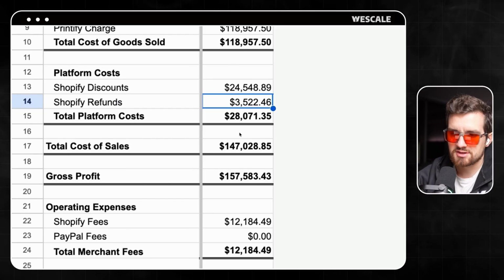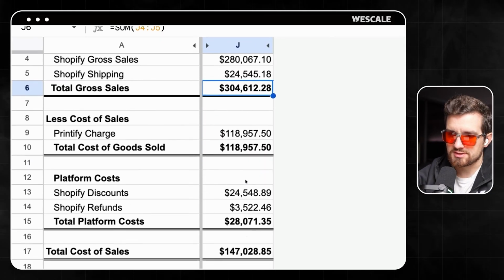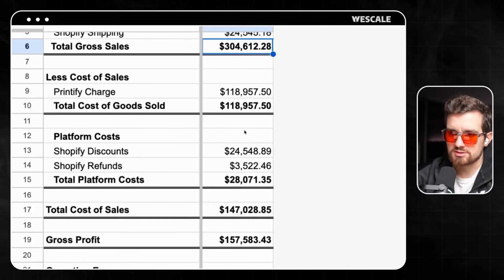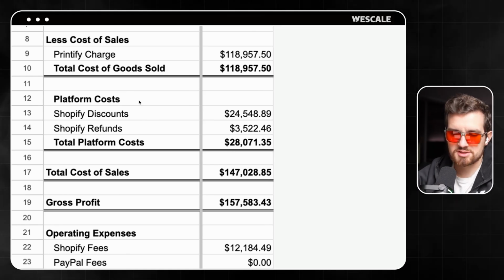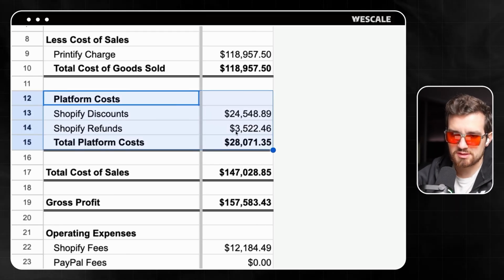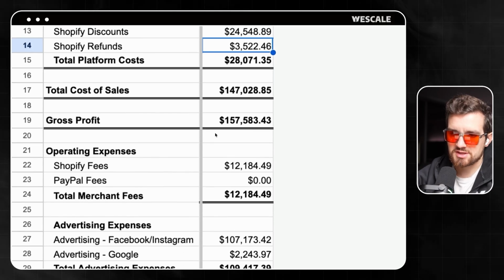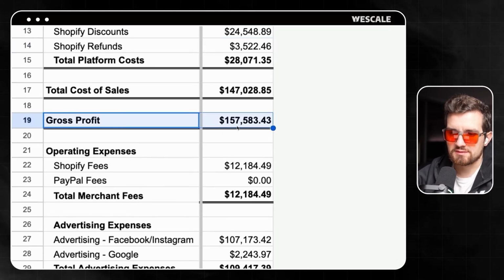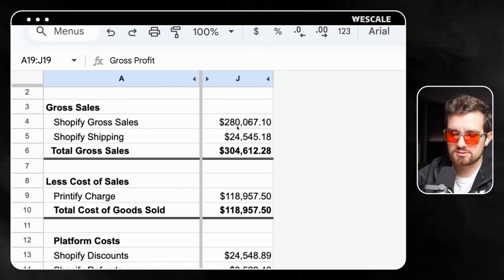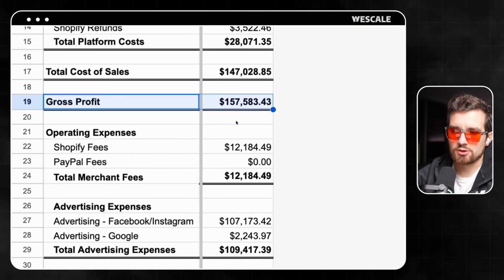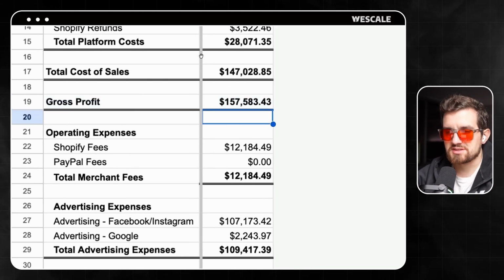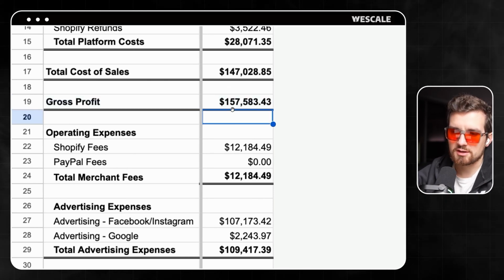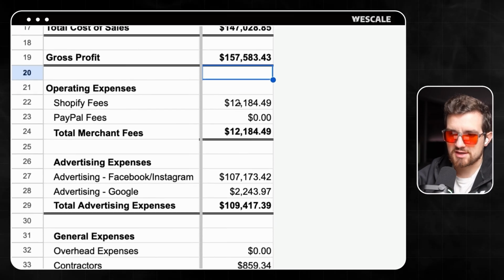Then next we have platform costs, which is really just discounts that we gave out and then any refunds, which, note, our refund rate is about 1%, which is really, really good. And yours should be almost spot on since we're using the same supplier, same types of products, same quality, same shipping speed, all of that. So that gives us a gross profit of $157,000. Gross profit is just the total sales minus the cost to fulfill. So it's cost of goods essentially, basically every expense except for overhead and marketing and transaction fees.